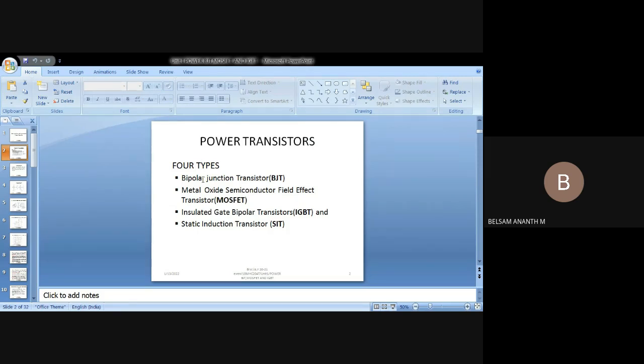You may ask a question right now. Though there are n number of switches available, how do I select? Please remember in your mind, when you select a particular switch in order to go for a suitable application or a suitable drive, we should consider two things. One, we should consider the cost. Second, we should consider the switching losses.